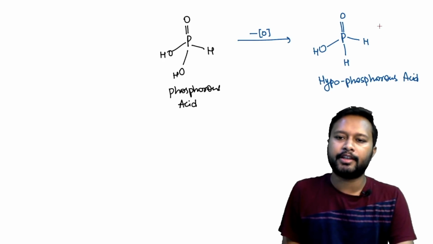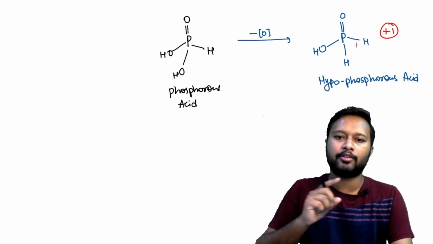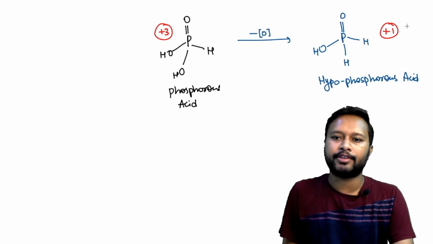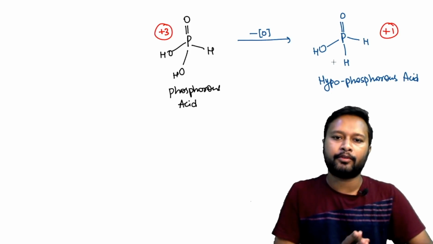The oxidation state in this case will be +1. Remember, because you have reduced it from +3, that's why the oxidation state becomes +1. Now this is one of the oxoacids which I have derived from your phosphorus acid.